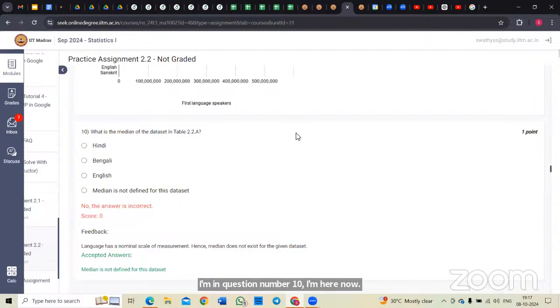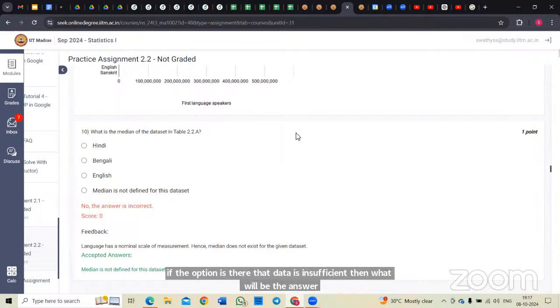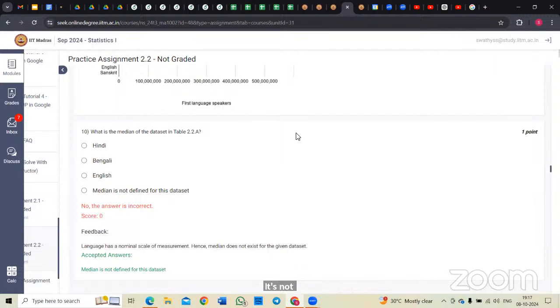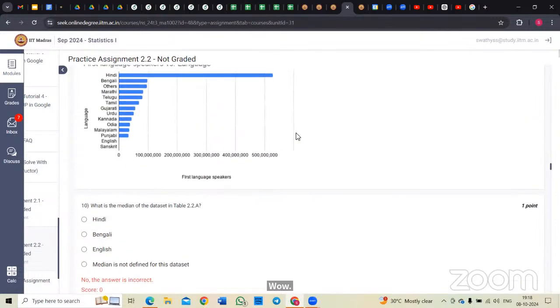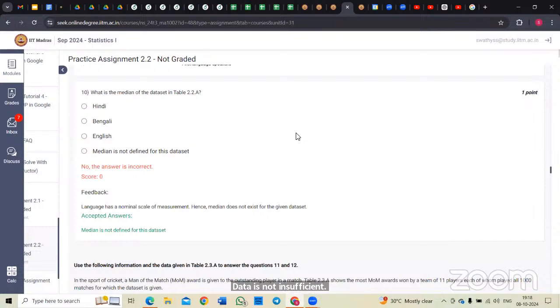Yeah, tell me, what is the doubt? Here, if the option is there that data is insufficient, then what will be the answer? Medium is not defined for data insufficient. Sorry, what? If an extra option was added, that data is insufficient. Data is not insufficient. I'm just thinking. No, it can't be.